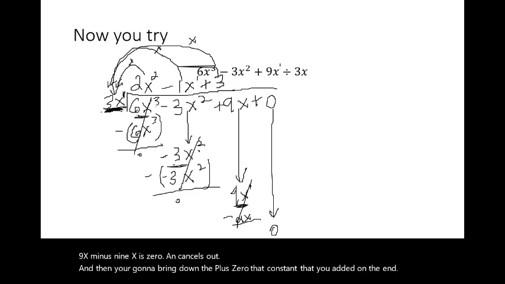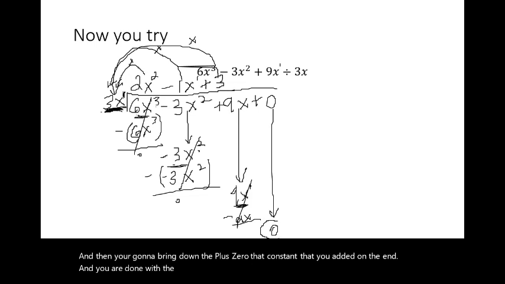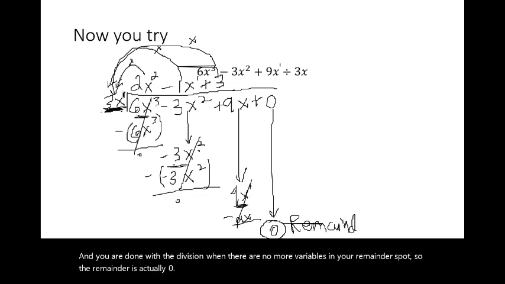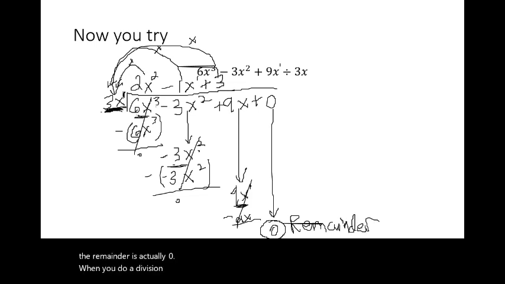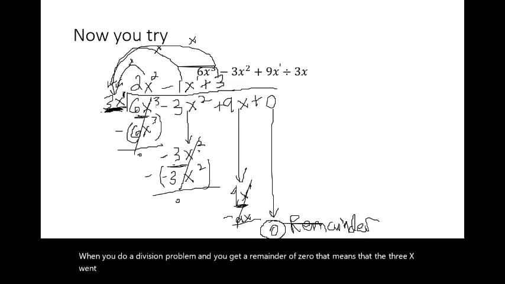And you are done with the division when there are no more variables in your remainder spot. So the remainder is actually 0. When you do a division problem and you get a remainder of 0, that means that the 3x actually went into 6x cubed minus 3x squared plus 9x. So that means that 3x is a factor of 6x cubed minus 3x squared plus 9x.